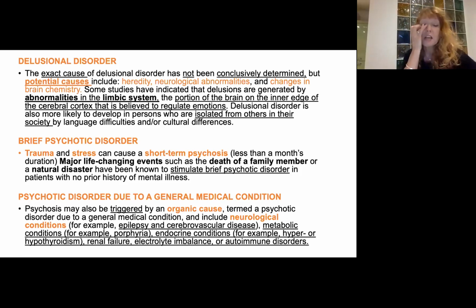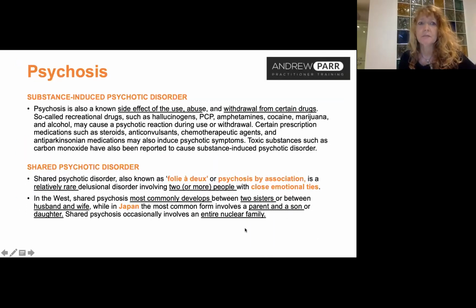Another one here, psychotic disorder due to a general medical condition. So it can be triggered by something else, sometimes a neurological thing. For example, if somebody's got things like epilepsy, or metabolic conditions, for example porphyria. That's the one I think King George had, wasn't it? And I think Victoria's family, and possibly Princess Margaret as well. So various different physical conditions can sometimes trigger a psychotic disorder as well. So lots of different circumstances in which that can happen.